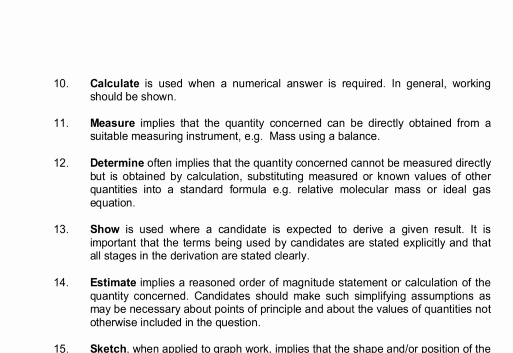Measure means when some sort of quantity is directly concerned, or if there is an instrument, like measuring mass using a balance or thermometer or anything, in that case we use determine. Determine also implies when you are calculating something or measuring, substituting something in your equation and deducing some other thing. So, for example, for the ideal gas equation, you are calculating number of moles, relative molecular mass, or anything.